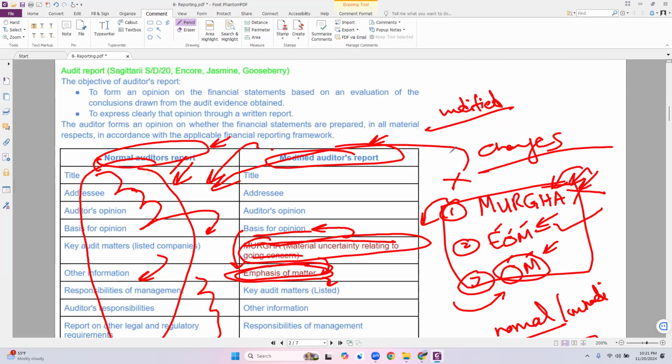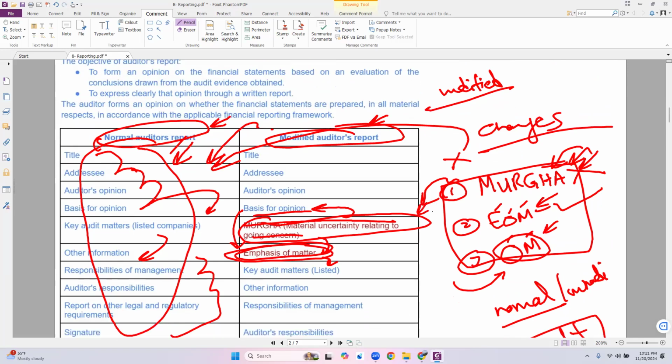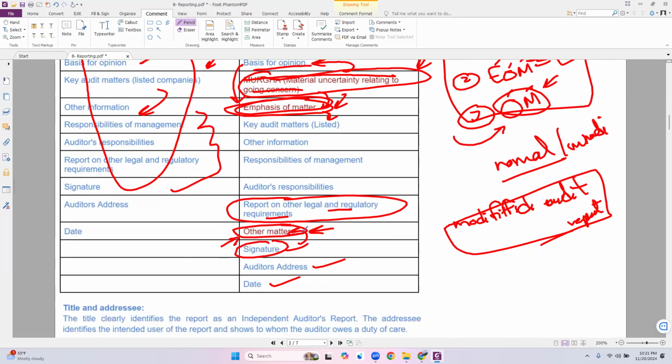Now, if you are adding the Murgha paragraph, it is included right after basis for opinion. If there is an EOM paragraph, emphasis of matter paragraph, it is included right after Murgha and before CAM. If there is an other matter paragraph, this is the final paragraph that is within the modified auditor's report. Understood? Any questions up till now? Because now we are moving towards this explanation. What is meant by this? Nope. Great. Now let's move towards the Murgha paragraph.